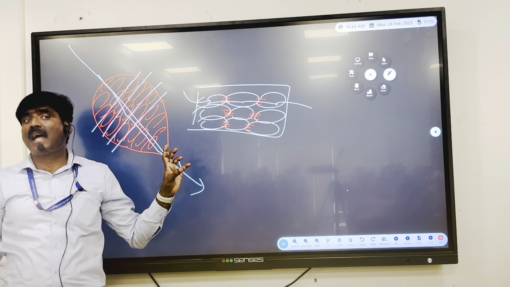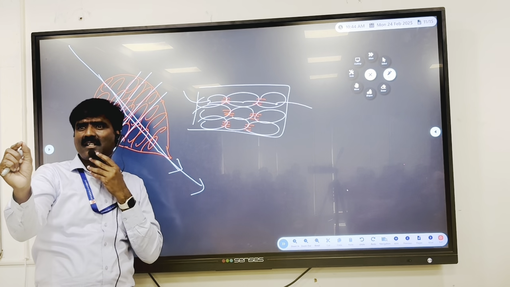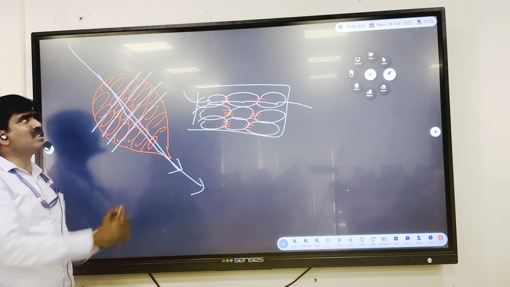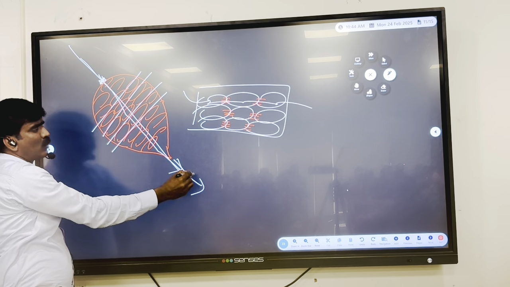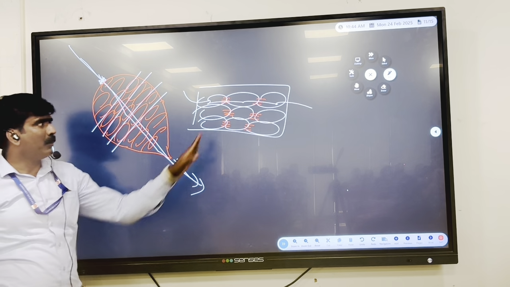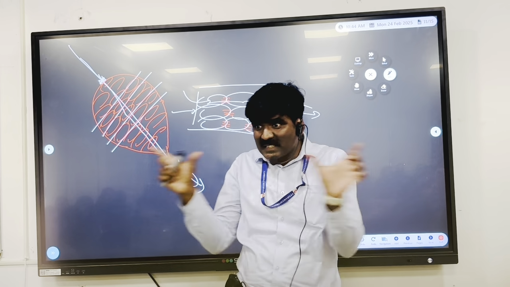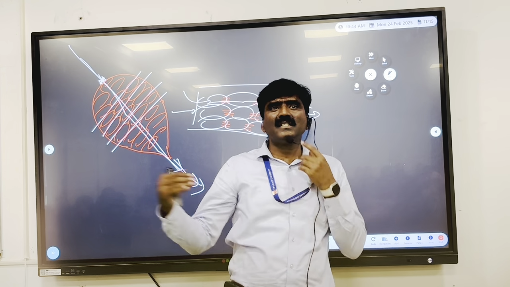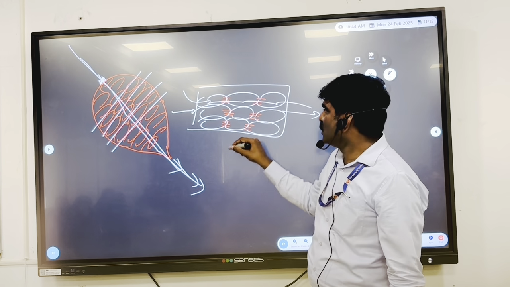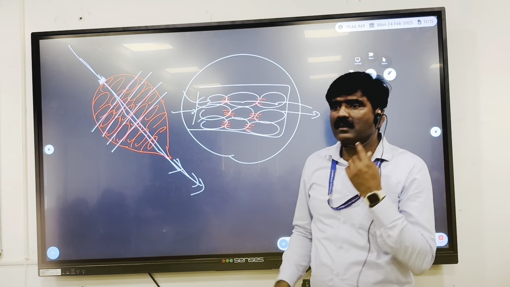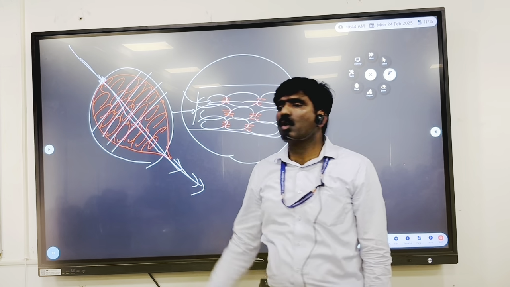Because the number of cells is more and the size of the cells is small, when the current hits here, it will take some time to come out. But here, when the current hits, immediately it will come out because the cells are large. Resistance is less. So these cells conduct fast. These types of cells are called fast conducting cells and these cells are called slow conducting cells.